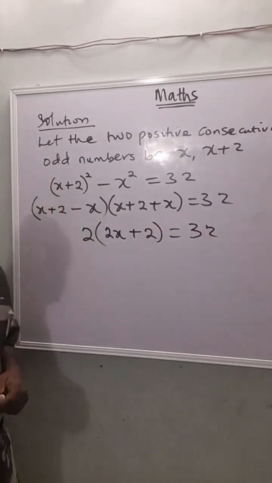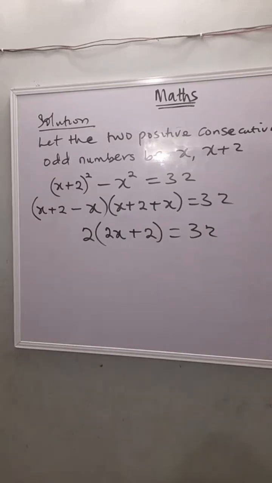I hope you are following. If you look at the board clearly, you will agree with me that x minus x is 0. We are left with 2. Then in the bracket, x plus x means 1x plus 1x. That will give you 2x. And that will be 2 times the bracket 2x plus 2, all equal to 32.